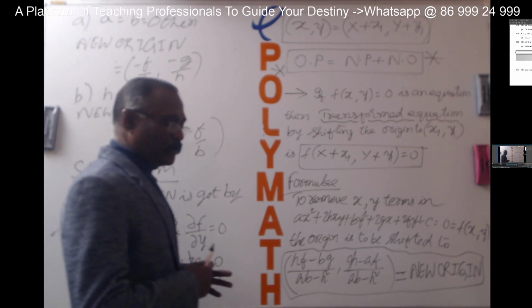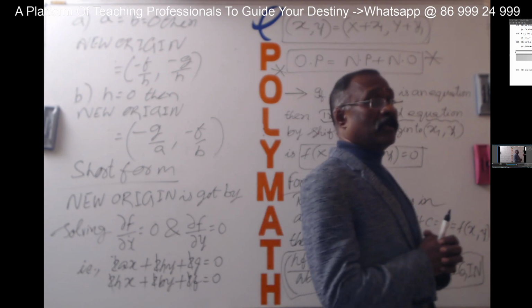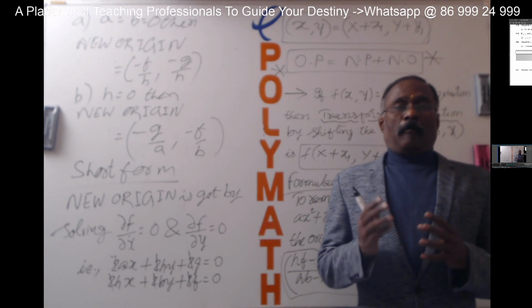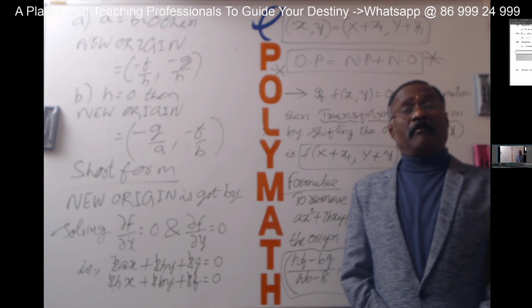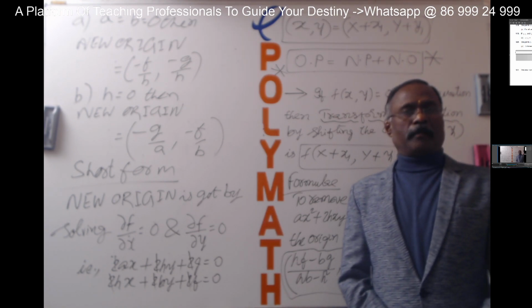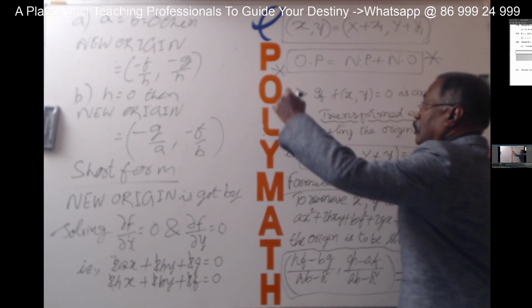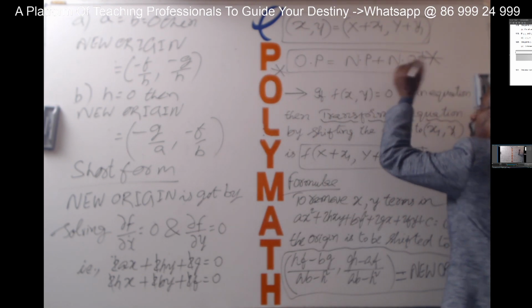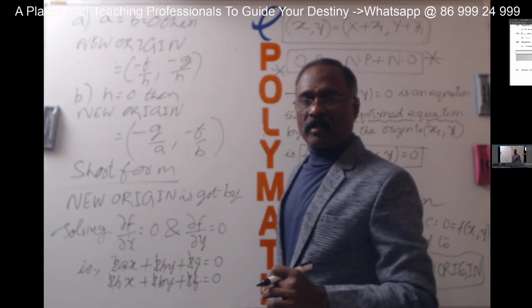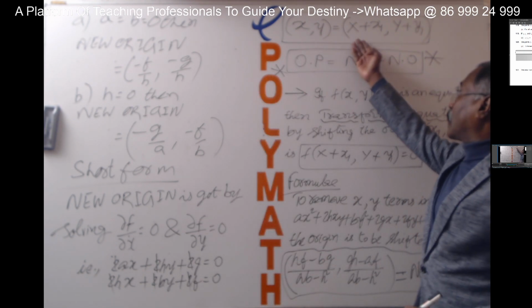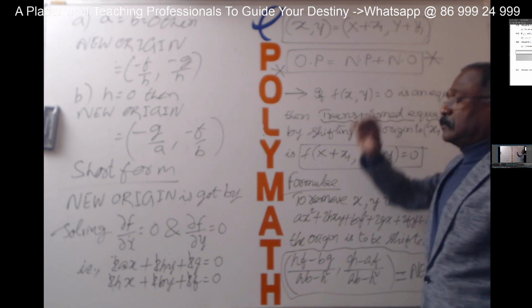So with regards to the shifting of origin, what are the points that are to be remembered and reviewed? Original point is equal to new point plus new origin. That is small x plus small y is equal to capital X plus x1 plus capital Y plus y1.